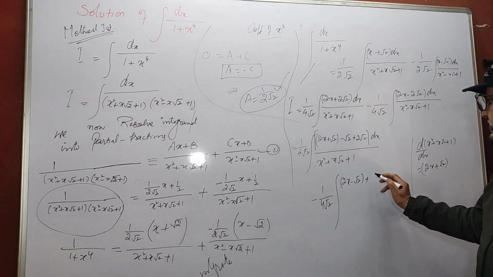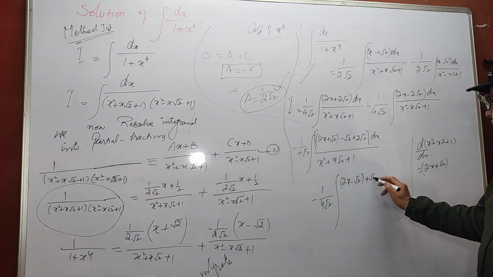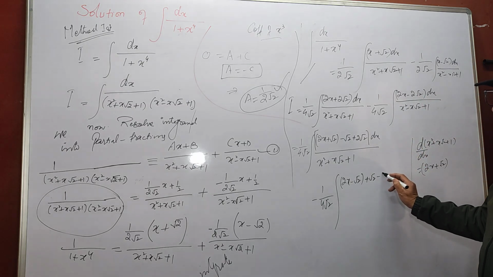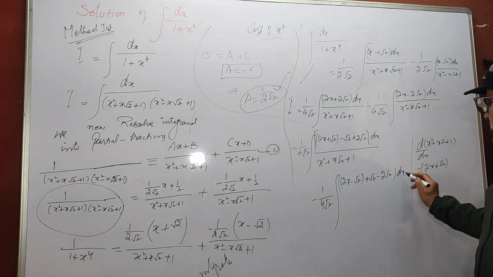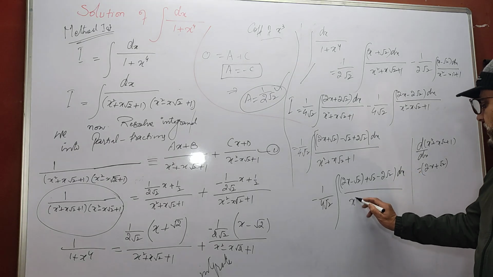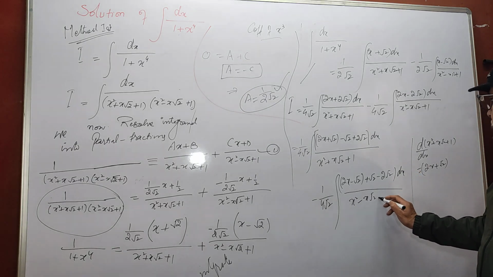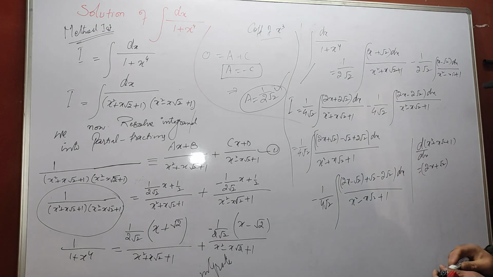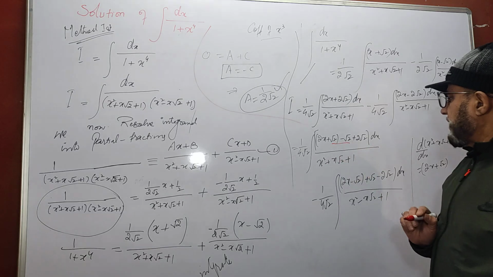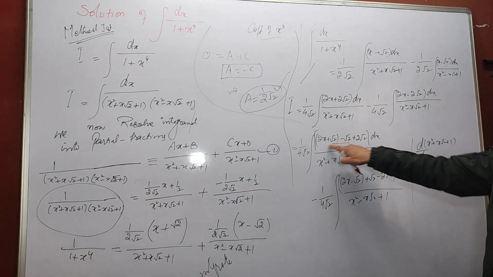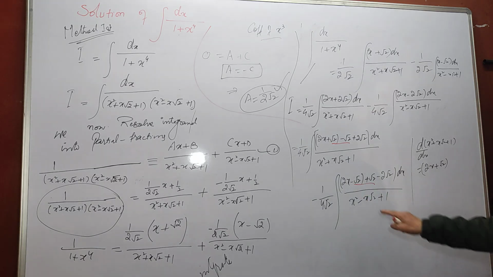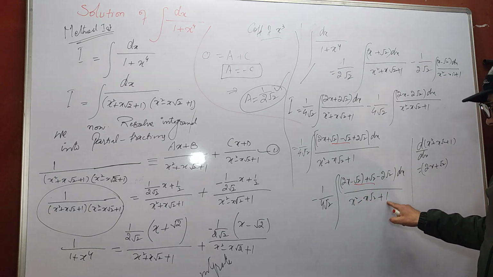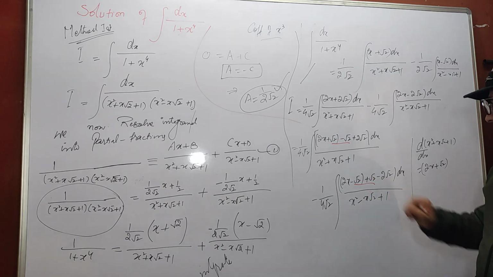Then I will use plus √2. Then its own constant is minus 2√2. This is dx by its own factor x² − x√2 + 1. I have just added and subtracted this thing. I have also added and subtracted this √2, because when I differentiate x² − x√2 + 1, it will be 2x − √2, which is this.